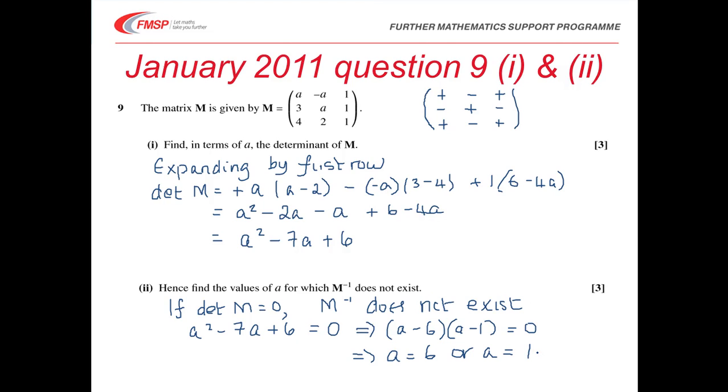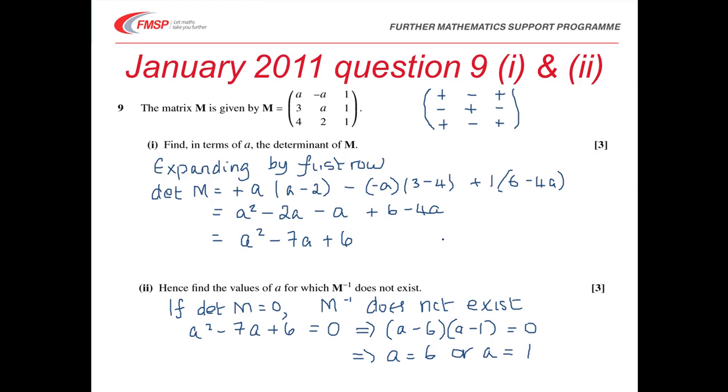So if we just have a look at the marks for those two parts first of all, then in part 1 you're going to get a method mark for attempting your expansion of either a row or a column of the matrix. You're going to get a method mark also for getting an evaluation of a 2 by 2 determinant. These bits in brackets were evaluations of 2 by 2 determinants, and then you're getting an accuracy mark if you end up with the correct expression.